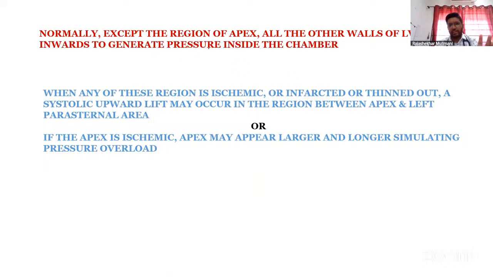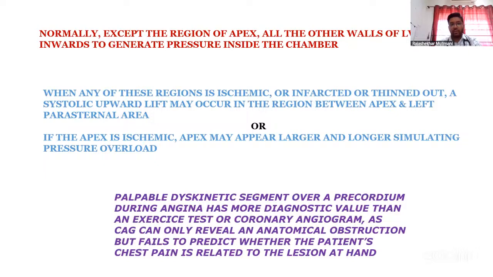Normally, except for the region of the apex, all the other walls of the LV move inward to generate pressure inside the chamber, except the juxtaapical area, which produces an apical impulse. When any of these regions is ischemic, infarcted, or thinned out, it can produce a paradoxical motion. A paradoxical systolic upward lift may occur in the infarcted region between the apex and the left parasternal area. So this is called a palpable dyskinetic segment.